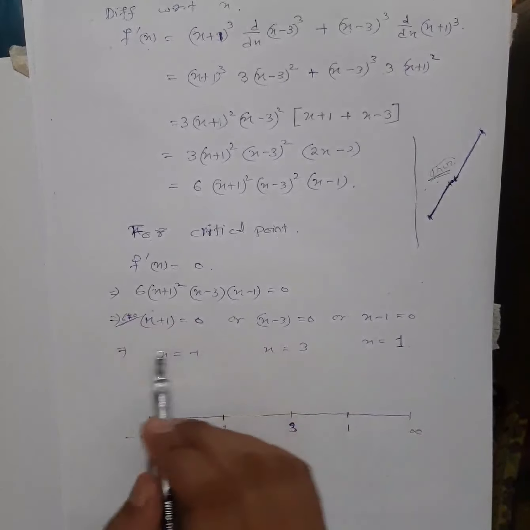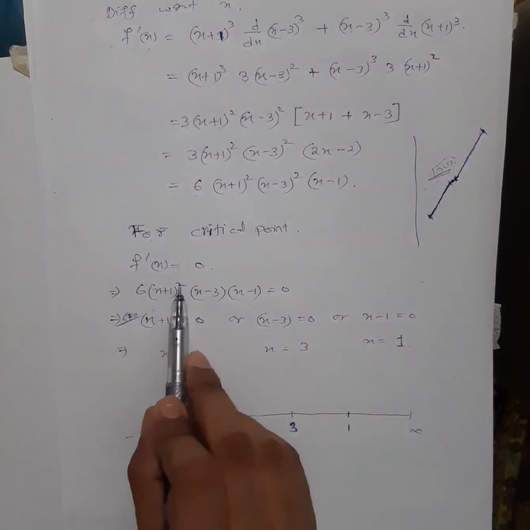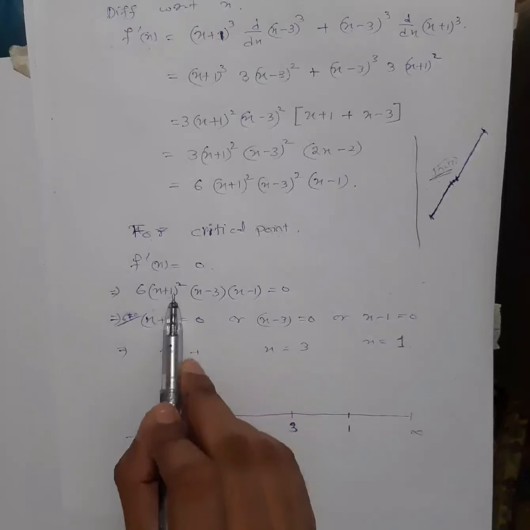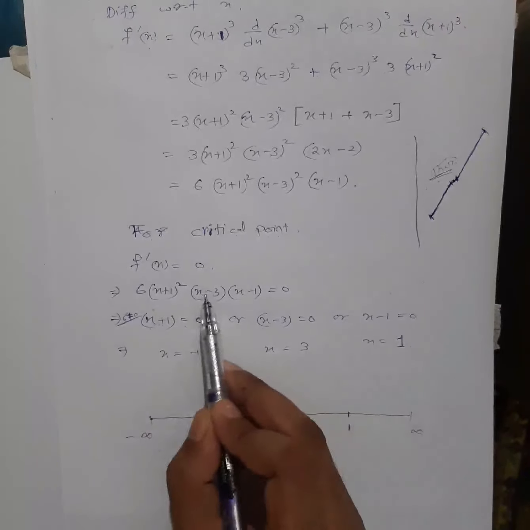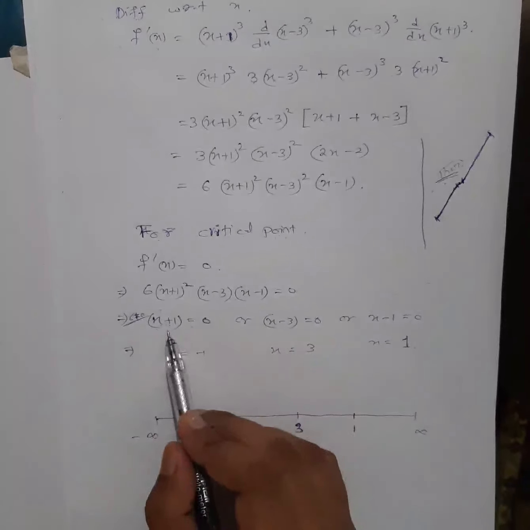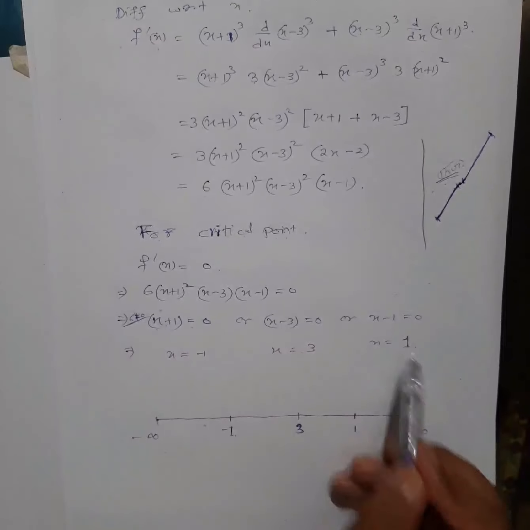Okay, so x plus 1 whole square will be 0 if and only if x plus 1 is 0, and this 0 and this 0. So from there x equal to minus 1, 3 and 1. So 3 critical points we got.